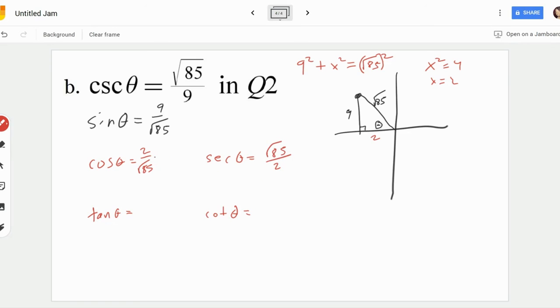However, I got to rationalize the denominator. You're going to end up with 2 square roots of 85 over 85. Tangent's nice, there's no roots, so opposite over adjacent is 9 over 2. And cotangent is just the inverse of that, or the reciprocal of that. So 2/9. All right, hope the video helped.